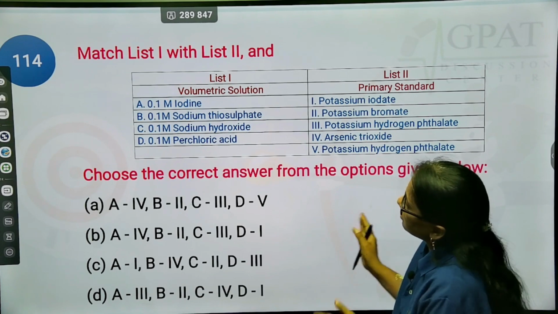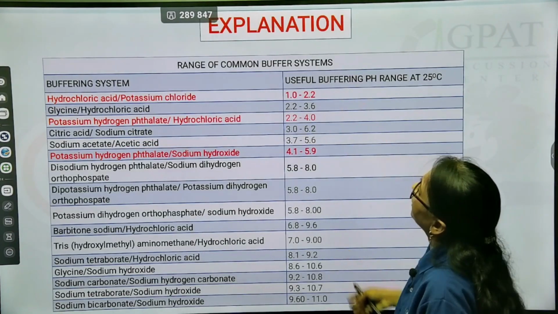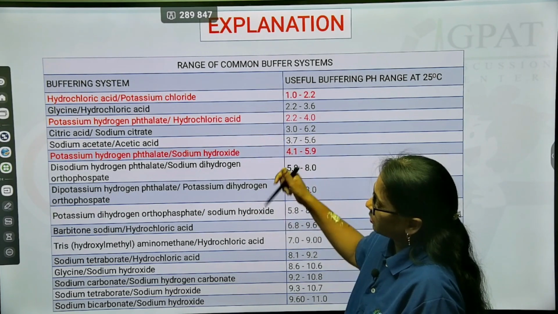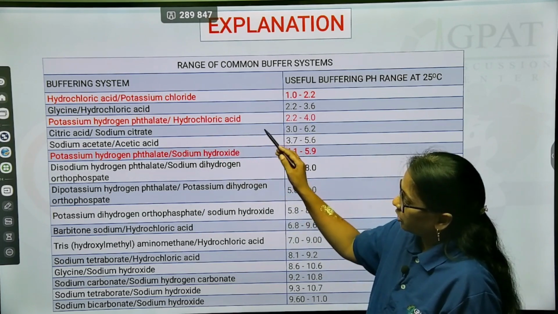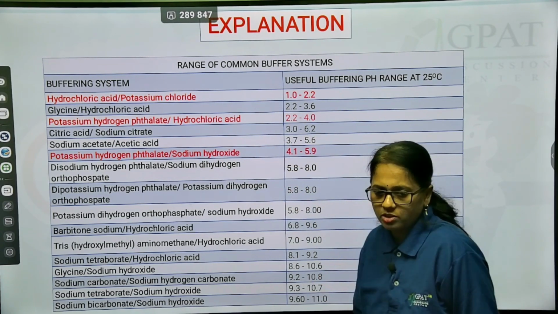Okay, so this is the matching we are going to see exactly, and these are the different pH ranges at 25 degrees centigrade for the buffering system: hydrochloric acid as well as the potassium hydrogen phthalate, or hydrochloric acid, potassium hydrogen phthalate for sodium hydroxide. Like this, different pH ranges are going to be there.